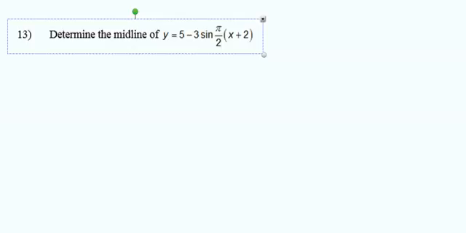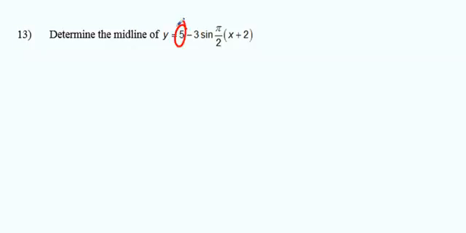Determine the midline. That comes completely from the vertical shift, which is 5. Y equals 5.